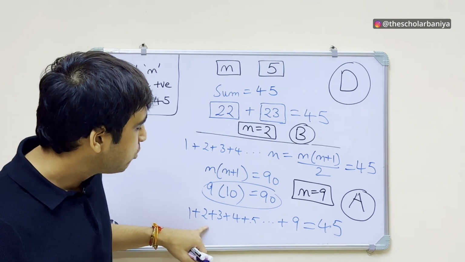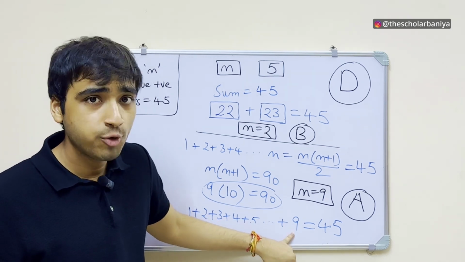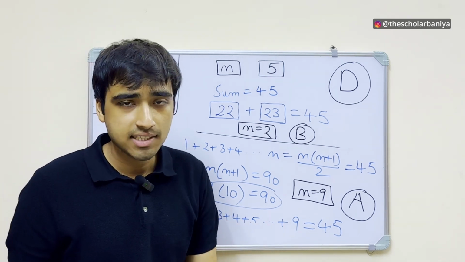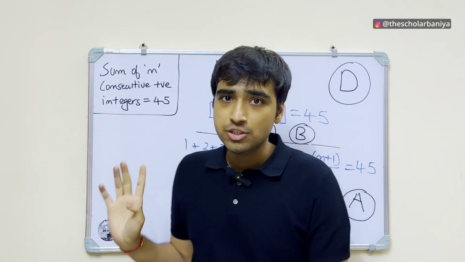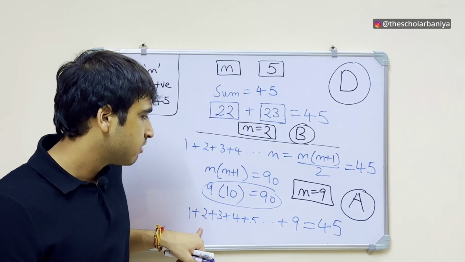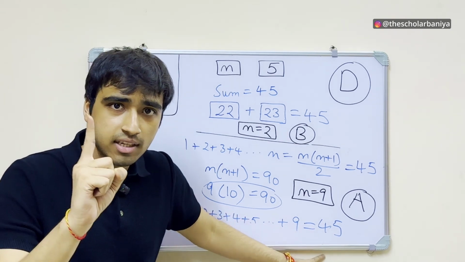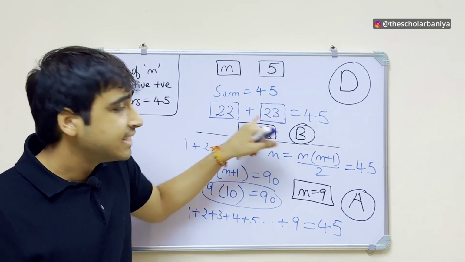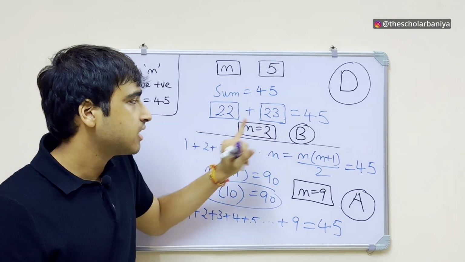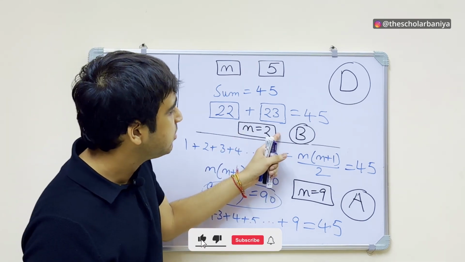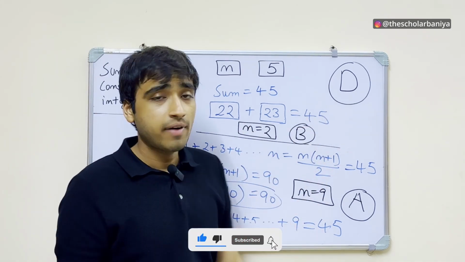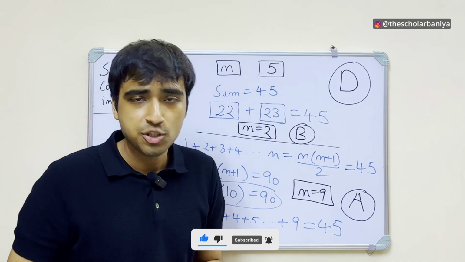That means 1 plus 2 plus 3 plus 4 plus 5 up to 9. If you do this, you will have 45 as the answer. That means 9 consecutive positive integers starting from 1, the sum is 45. This is one case. Two consecutive integers, 22, 23, the sum is 45, n is equal to 2, the other case. So sometimes the answer is B, sometimes the answer is A. So your final answer is D. I hope this should be clear.